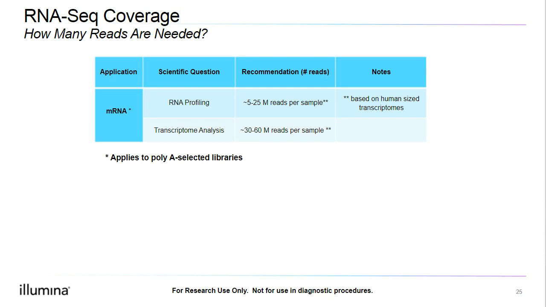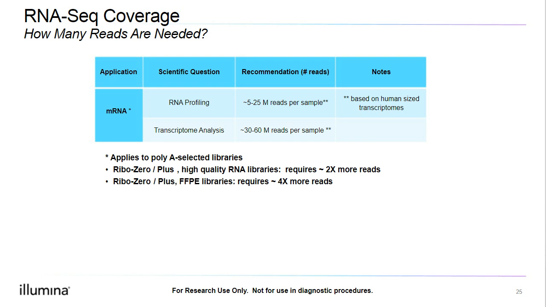These numbers are more specific for mRNA samples. If we have rRNA depleted libraries, if they're from high quality input, we'll probably need around 2 times more reads. For rRNA depleted libraries with FFPE samples, we will require a bit more, around 4 times as many reads. And part of the reason for this is that FFPE samples tend to preferentially lose exonic content. So we want to increase our read depth to get more confidence for those sequences.